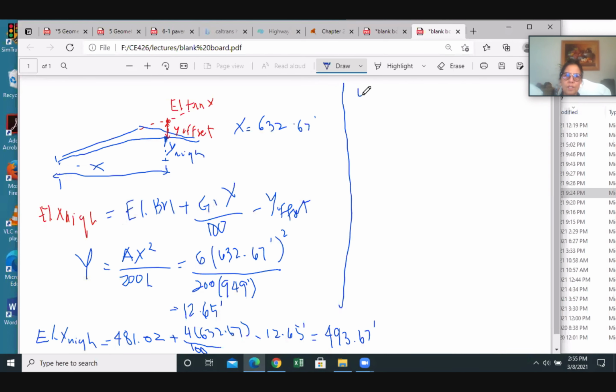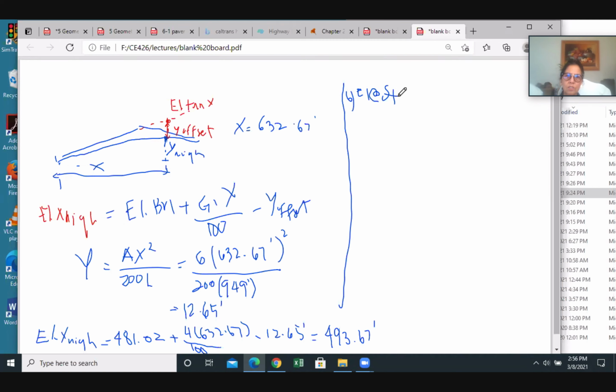So here, what's number B? The elevation at station 22 plus 50.00. So we want to know the elevation at some point along the curve. Here, we can use this procedure to determine the elevation.